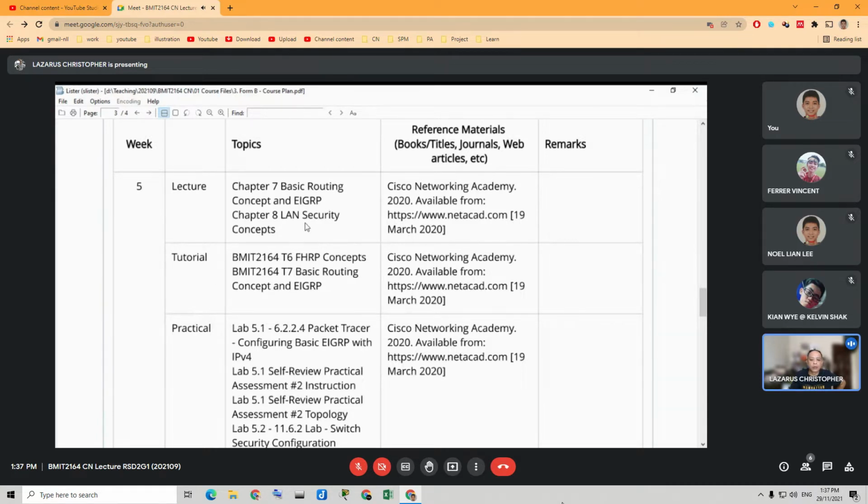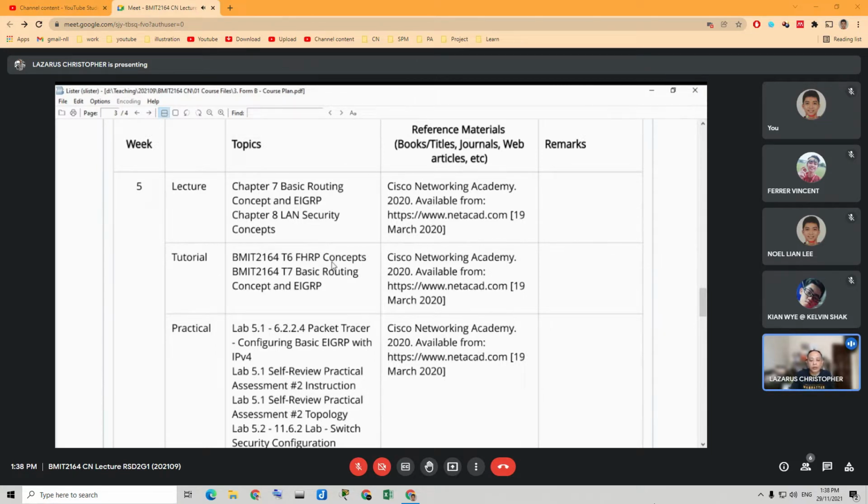And tomorrow we're going to look at chapter 8, which is LAN security concepts. Okay, right. So if we don't manage to finish chapter 7, we'll do half tomorrow and then continue with chapter 8. Yeah, chapter 8 usually is a shorter chapter than chapter 7 in terms of content. All right.